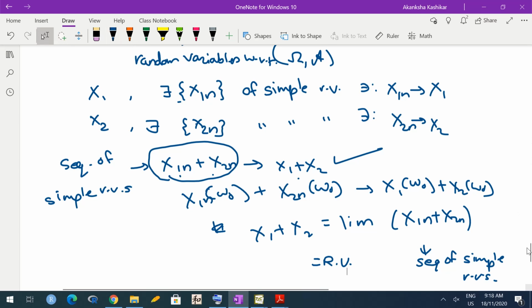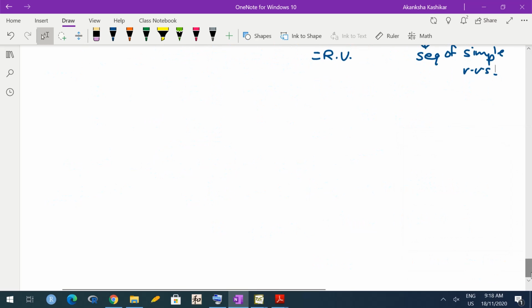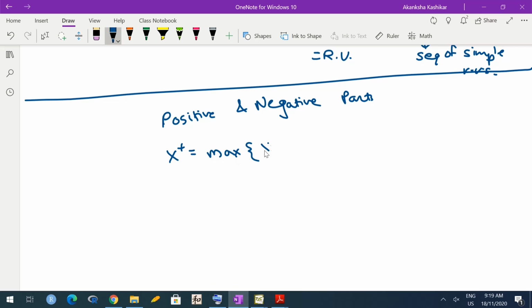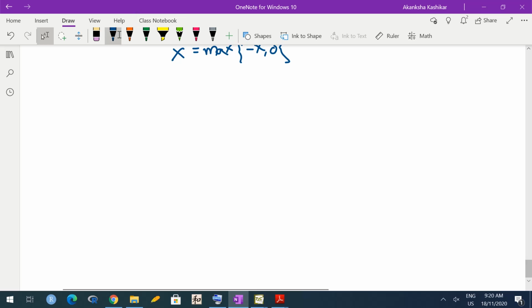Now we have one more similar point. We are going to define the positive and negative parts of random variables. What do I mean by positive and negative parts of random variables? So x plus, the positive part, is defined as maximum of x comma 0. x minus is defined as maximum of minus x comma 0. These definitions might be slightly tricky to understand. Let me explicitly write it, which is an easier way.